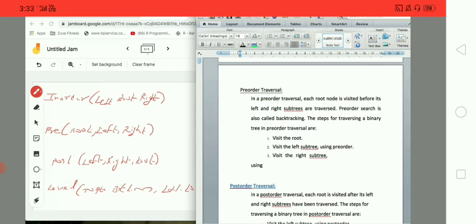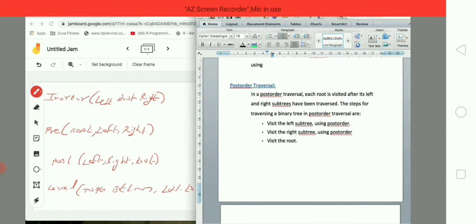Next one is pre-order. In pre-order traversal, each root node is visited before its left and right subtrees are traversed. Pre-order search is also called backtracking. The steps for traversing a binary tree in pre-order traversal are: it first visits the root. After that, it visits the left subtree using pre-order. At last, it visits the right subtree. So this thing also works for child nodes also.